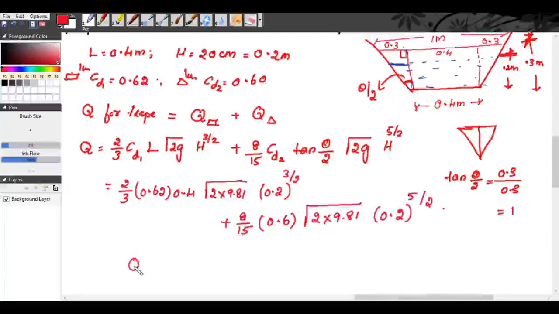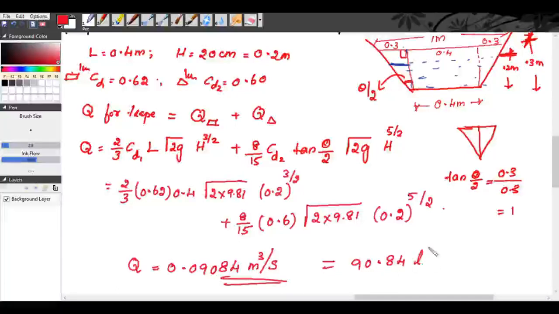So the total discharge will be equal to 0.09084 meter cube per second. So multiplying it by 1000, you get 90.84 liters per second.